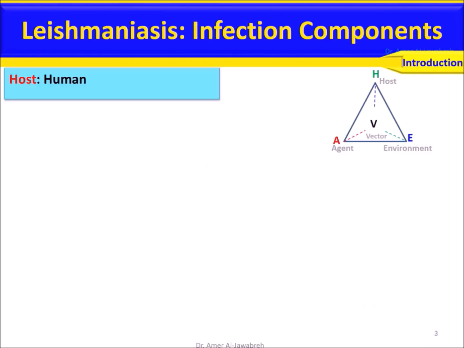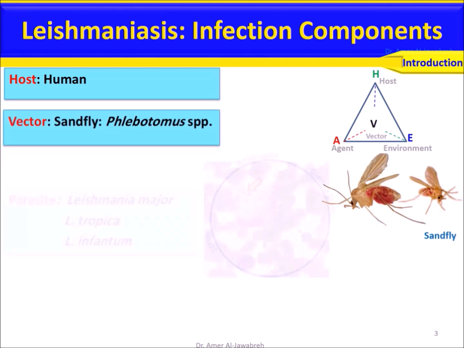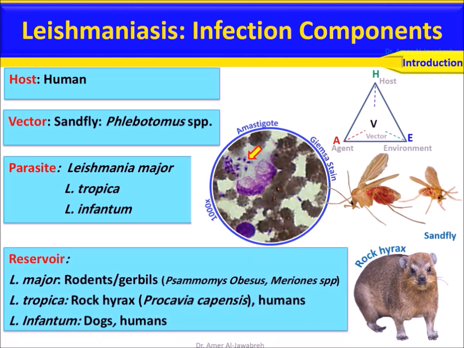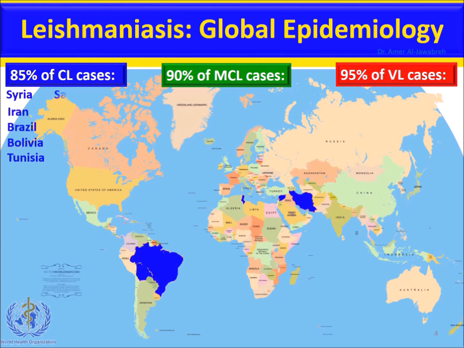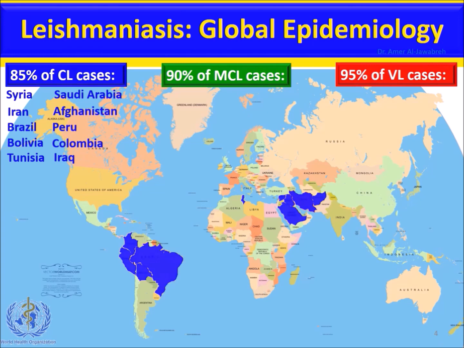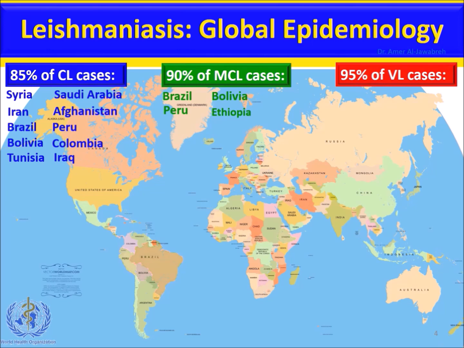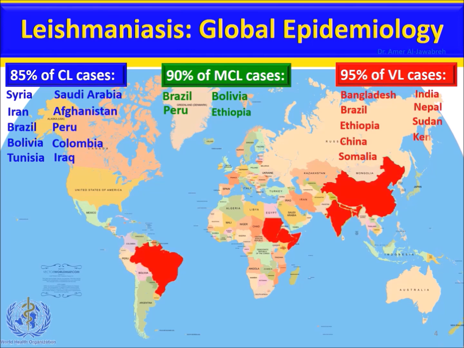Infection components: human host, sandfly vector, parasite, and reservoir, such as rodents, rock hyrax, humans, or dogs, depending on the parasite species. Global distribution. In blue are the 10 countries where 85% of the CL cases are found. In green, the 4 countries where 90% of the MCL cases are found. While in red, the 9 countries where 95% of the VL cases are found.